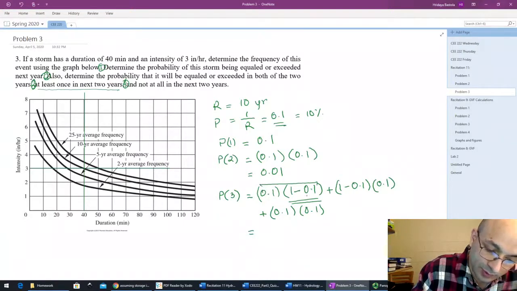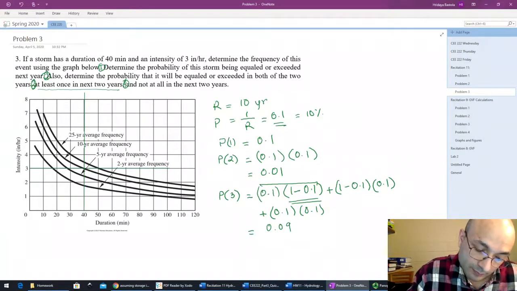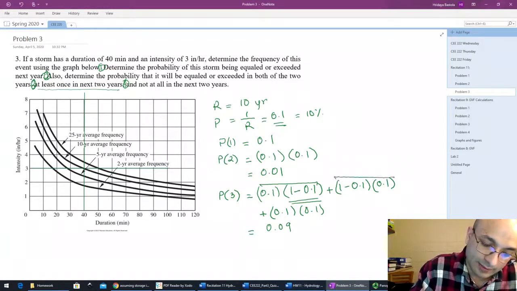And this one here, so 0.1 times 0.9, 0.09. So this is identical, so we can just multiply that by 2, plus 0.01. 0.18 plus 0.01 equals 0.19.